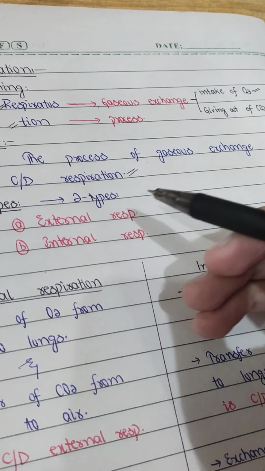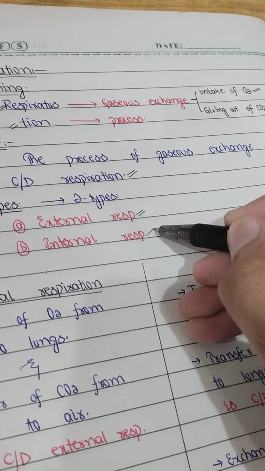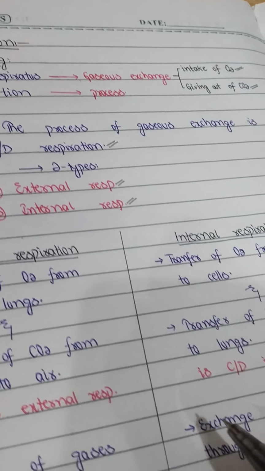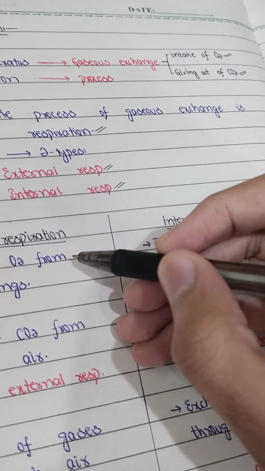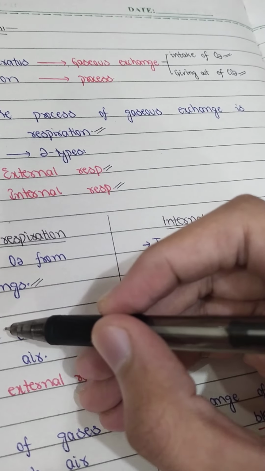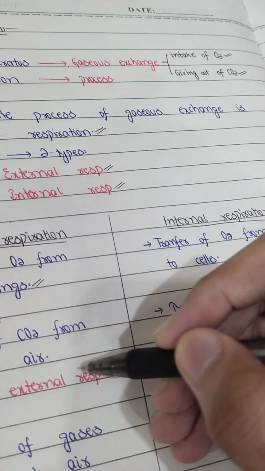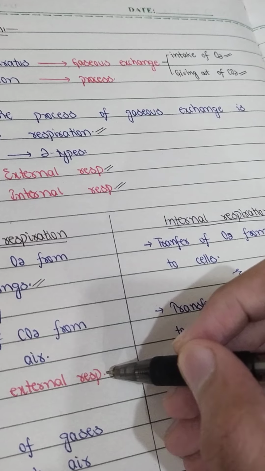There are two types of respiration. One is external respiration and the second one is internal respiration. External respiration means the transfer of oxygen from air to lungs, while the transfer of CO2 from lungs to air is called external respiration.